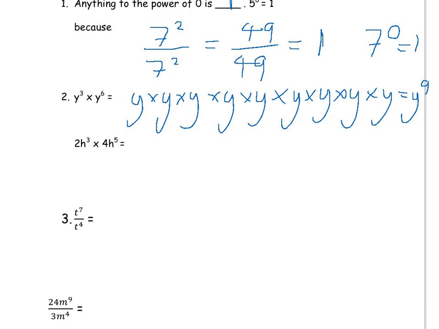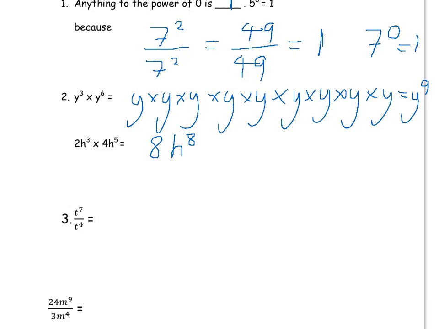Let's look at a slightly more difficult example where you've got 2h cubed times by 4h to the power of 5. So as I said, remember when you're multiplying powers, you add them together. So 3 add 5 is 8. And all you do with the two numbers is you do 2 times 4, which is also 8. So the answer is 8h to the power of 8.